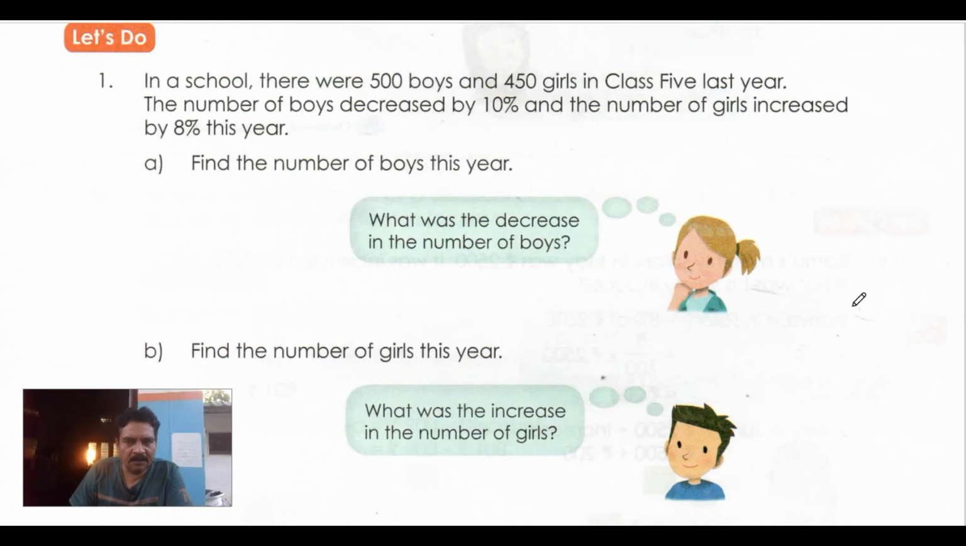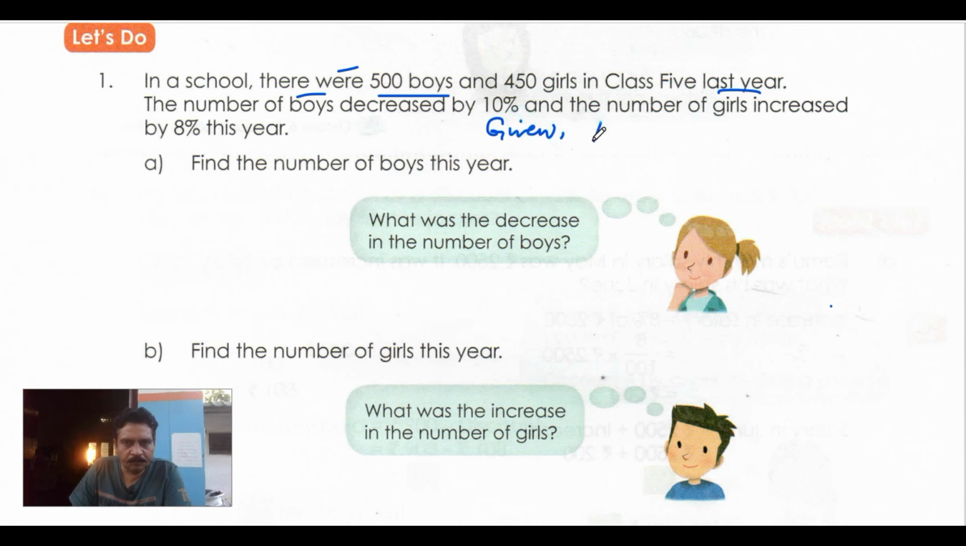Now come back to this question. In a school, there were 500 boys and 450 girls in class 5 last year, right? So we'll just read the question line by line and try to understand and write it down in a working procedure. Given, I'll write down the first line.